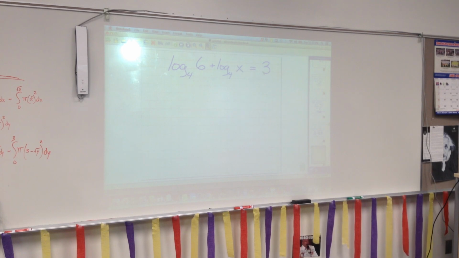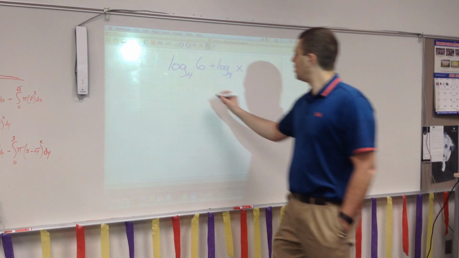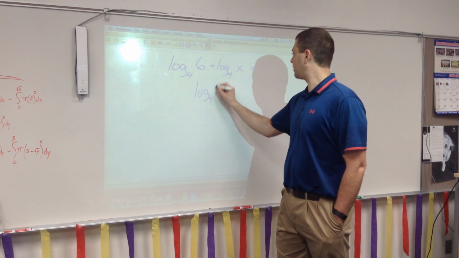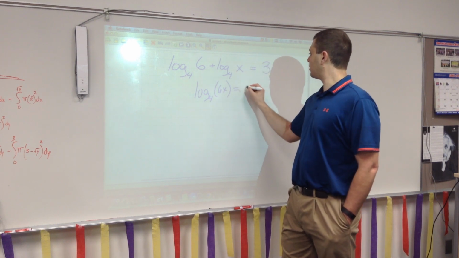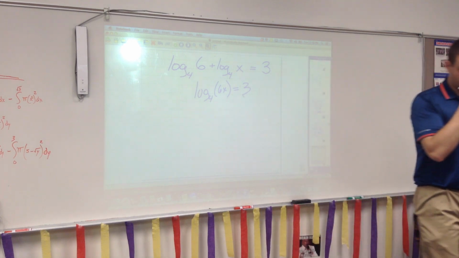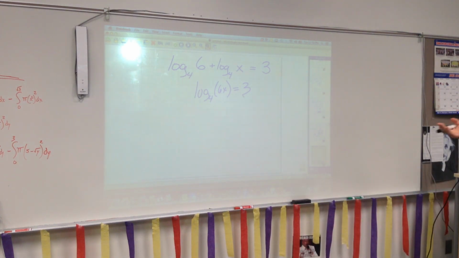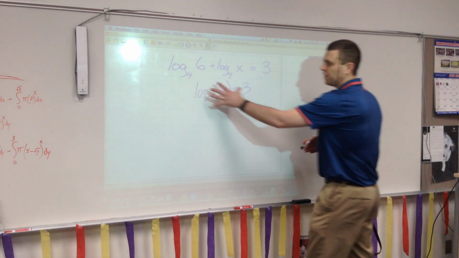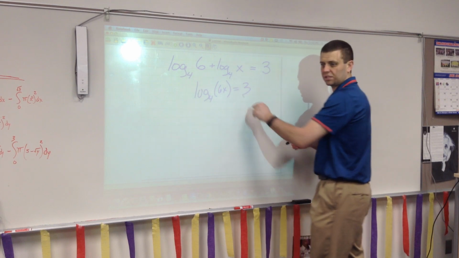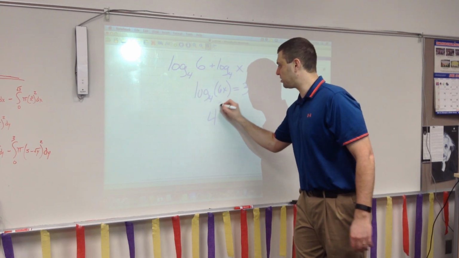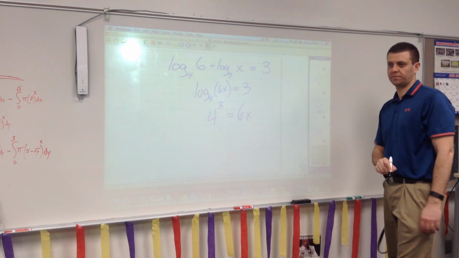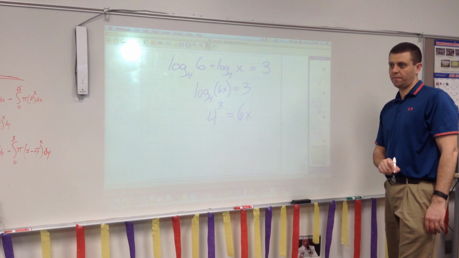If I were doing this one, I would try to rewrite it as a single logarithm first. Log to the base 4 of 6x equals 3. Then I would change from logarithmic form to exponential form. If this equals this, that means that 4 raised to the 3rd power has to equal 6x.